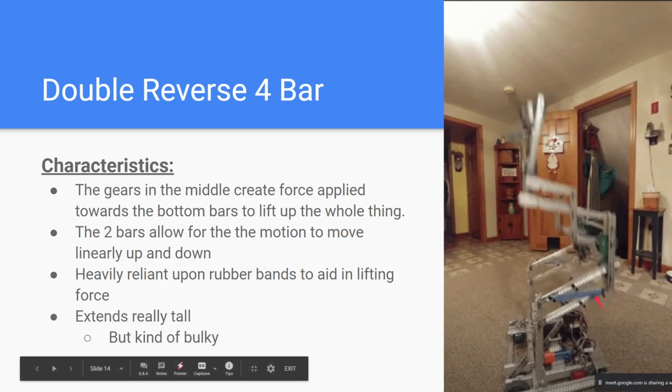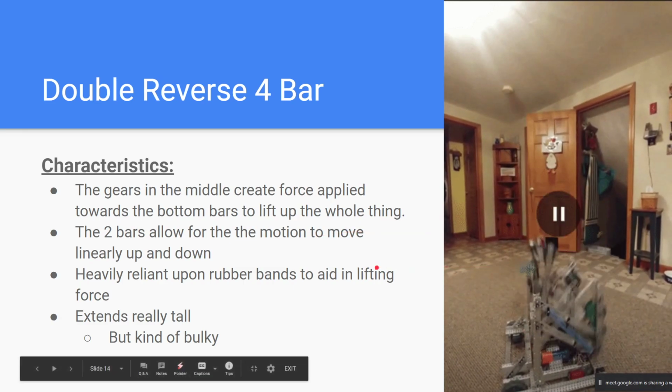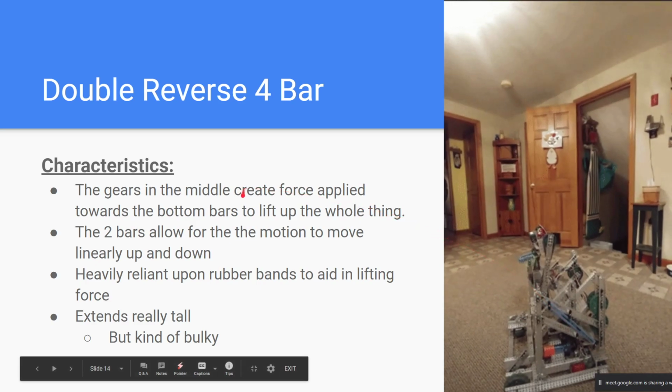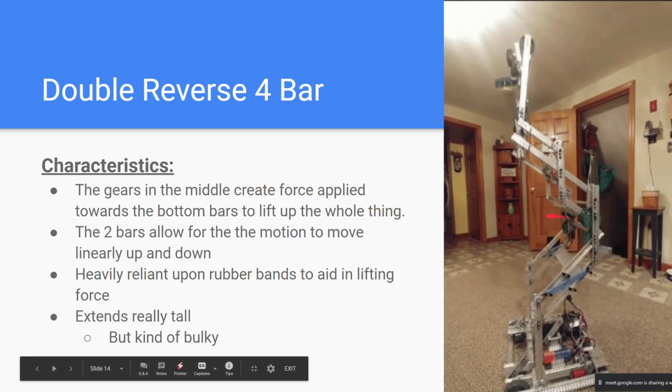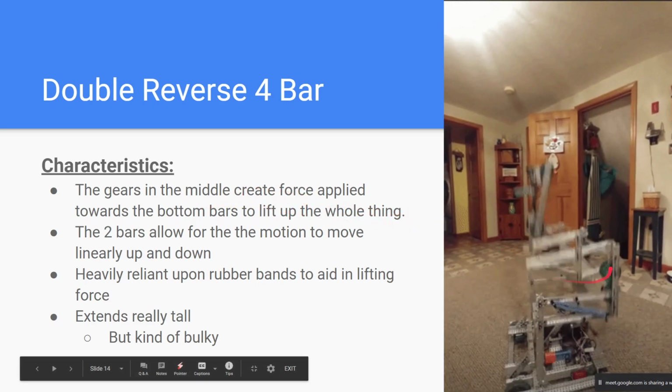Obviously, it actually gets really, really tall, and then it kind of folds back down. So that's kind of cool. It's similar to the scissor lift, but not really. This is more stable.